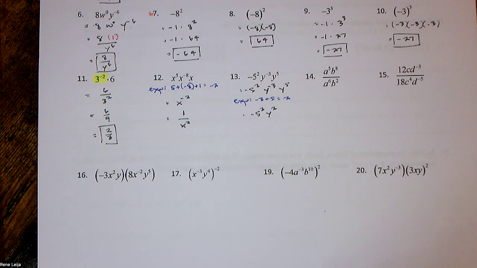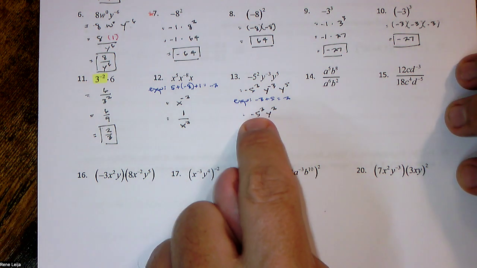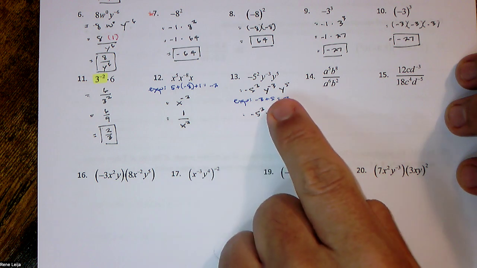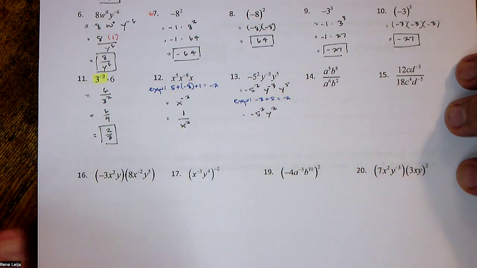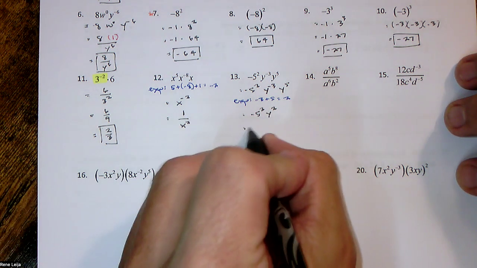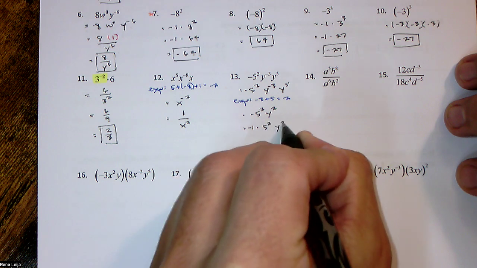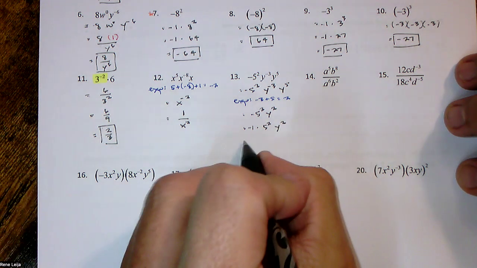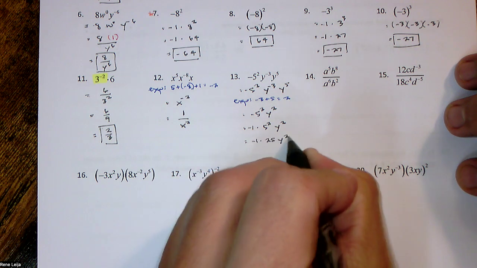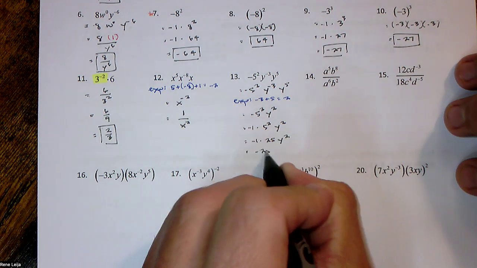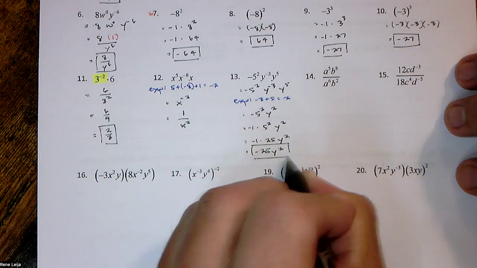Okay, now be careful because we have a -5 squared. Now, what is the exponent touching? It's only touching the 5, not the -5. So this is -1 times 5 squared times y squared. So this is -1 times 25y squared, which makes this -25y squared. Okay?